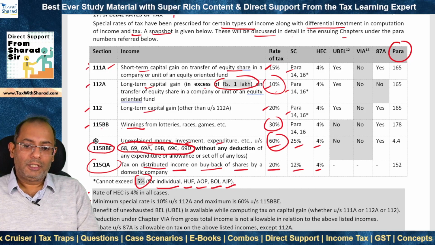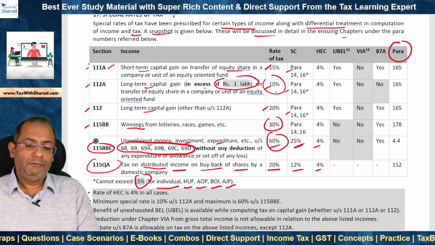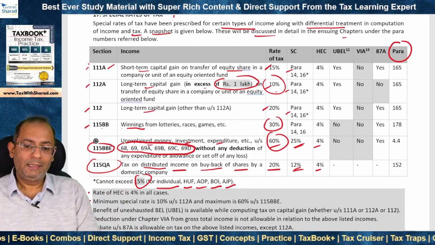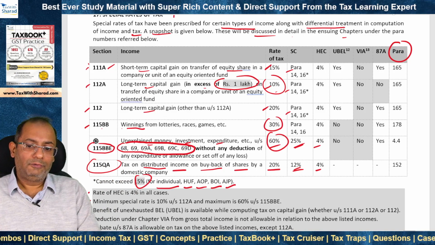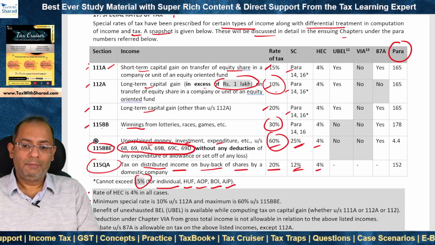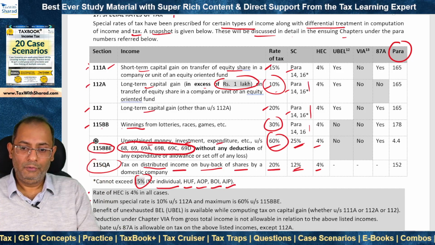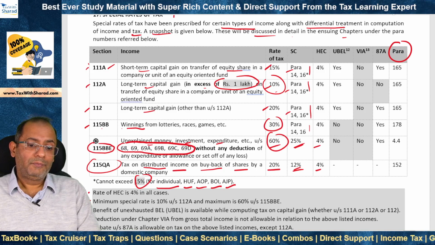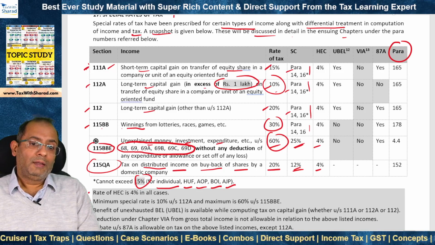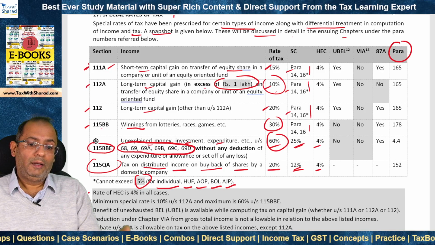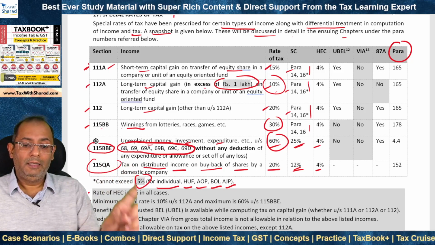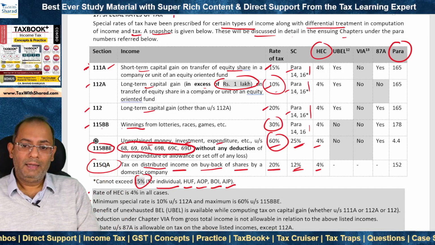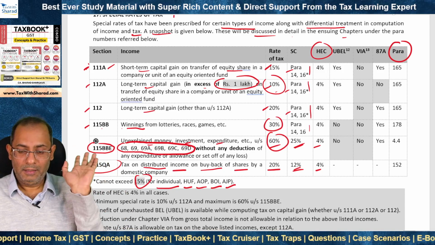Surcharge is a flat rate of 25% in case of 115BBE, that means undisclosed income, and 12% flat in case of buyback tax. And in case of other provisions, the surcharge applies at the rate that we have discussed so far in this video, with the limit of 15% of surcharge in the case of 111A, 112A and 112, where the person is an individual, HUF, AOP, BOI or AJP. Cess applies at the rate of 4% in all the cases.